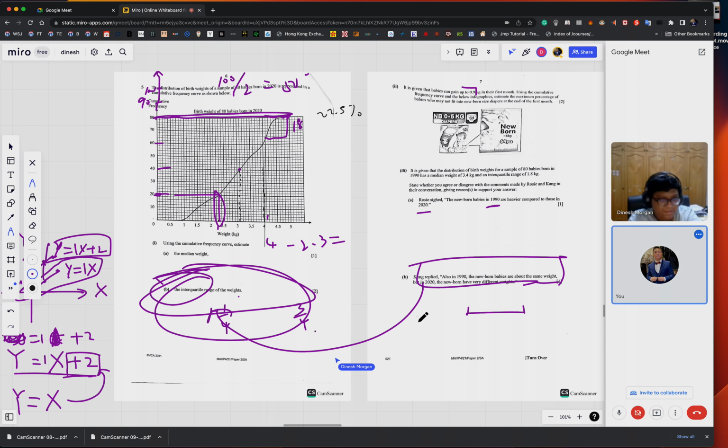Actually, this error carry forward, right? This is so morally wrong. If you make a mistake, then you continue, and you're allowed to continue to make the mistake. That doesn't make sense to me morally.